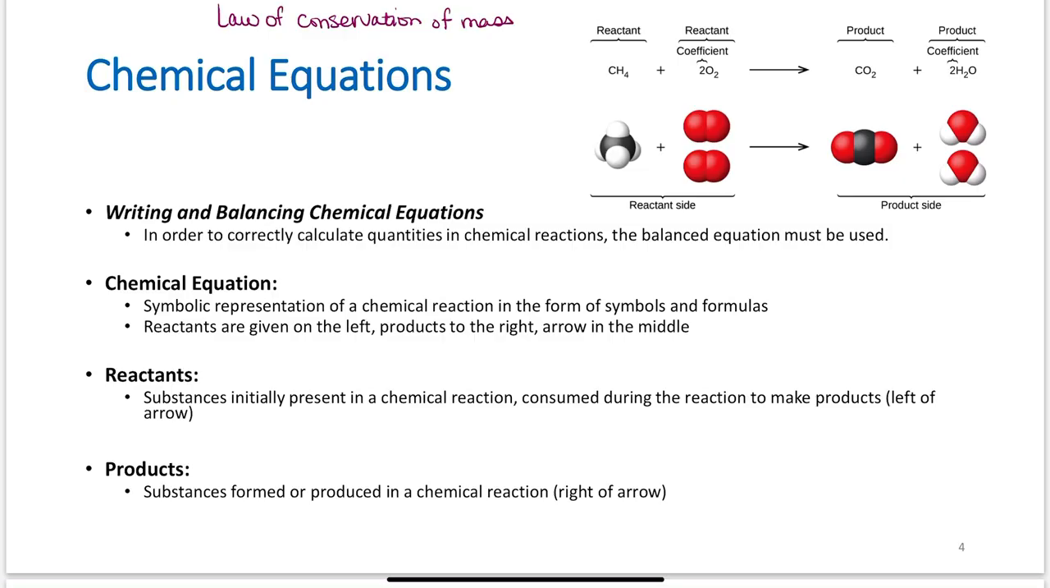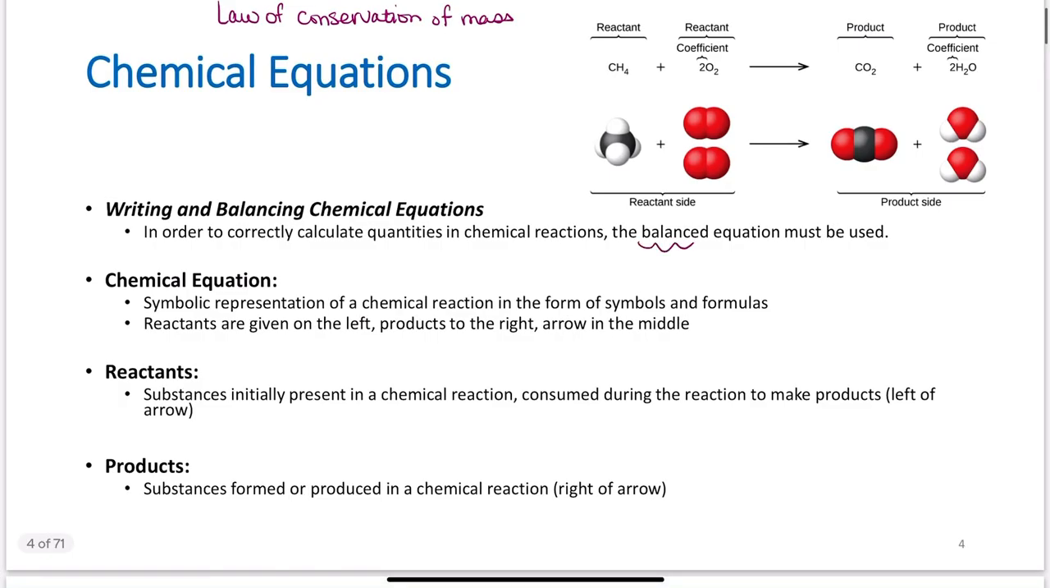So, writing and balancing chemical equations. In order to correctly calculate quantities in chemical reactions, we need to use a balanced equation. We need a balance because that shows us exactly how many things are actually reacting. A chemical equation is a symbolic representation of this chemical reaction. It's in the form of symbols and formulas. So, some of the symbols will include not only chemical formulas, but the physical states that these species are in. We'll talk about that in just a minute. We'll identify reactants versus products. If we have heat or light or a catalyst included, that will often show up in a balanced chemical reaction as well.